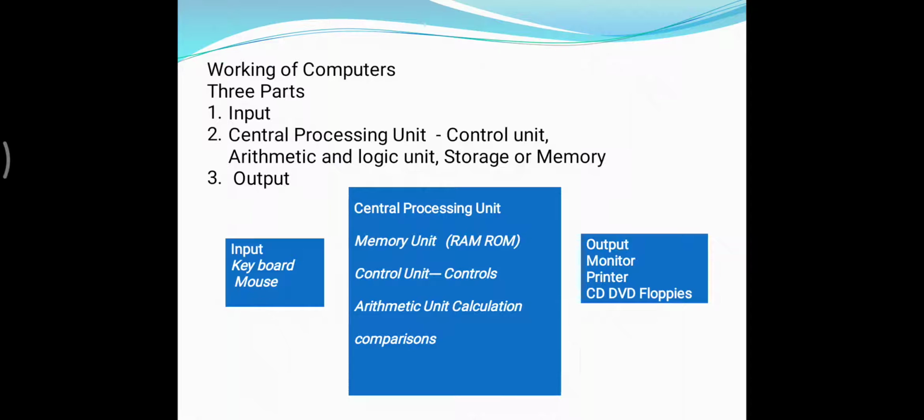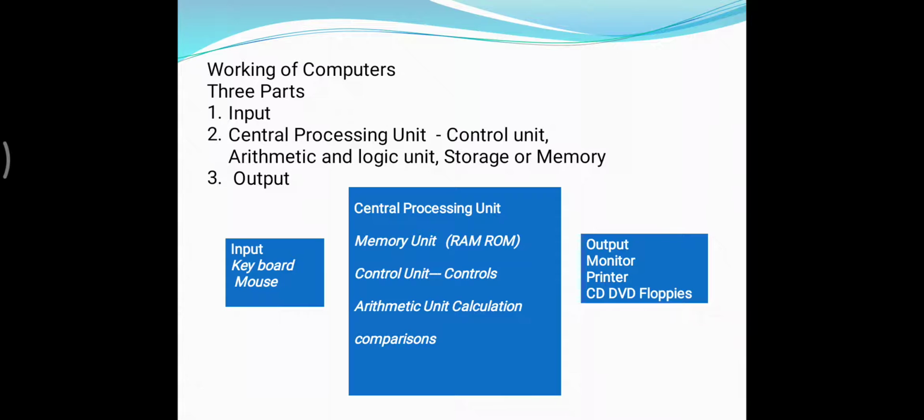How do computers work? Let's go through it. The computer works on three parts. We can see electronic components, namely input, output, and then the CPU, the central processing unit. It has three components also. One of them is the control unit. Then we have the memory unit, the control unit, and the arithmetic or logical unit.